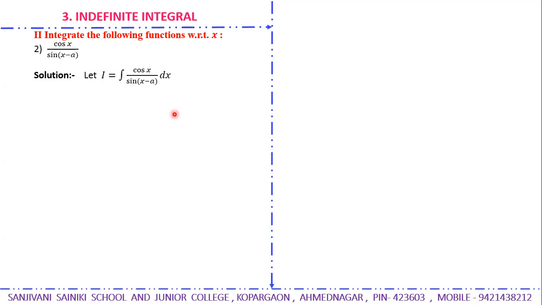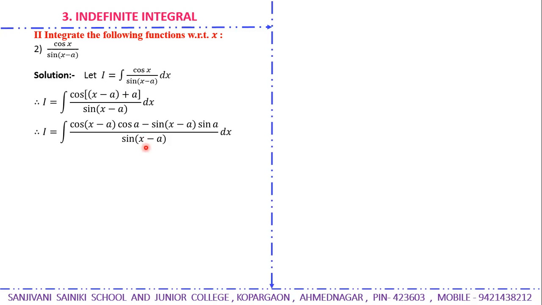The next example is cos x upon sine of x minus a. So let I is equal to the integral of cos x upon sine of x minus a dx. So add and subtract a at the numerator. So here x minus a plus a. One of the angles is x minus a and the other is a. So I will use the cos of a plus b formula. Cos a plus b is cos a cos b minus sin a sin b, as here. Then I will divide each of these terms by sin x minus a.